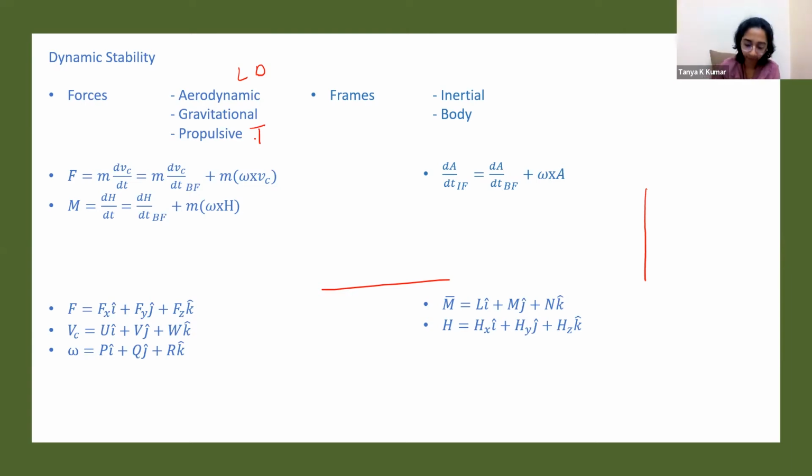So the equations of motion that we derived in the last class were like this. F is equal to m dvc by dt and M is equal to dh by dt. F is force and M is the moment. So the force and moment equations, those derivatives are valid only in the inertial frame. So when we have to find the derivative in the inertial frame and we are doing our measurements in the body frame, we need to equate those. How do we equate those?